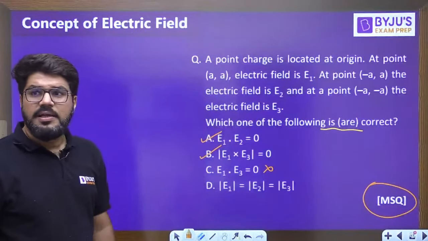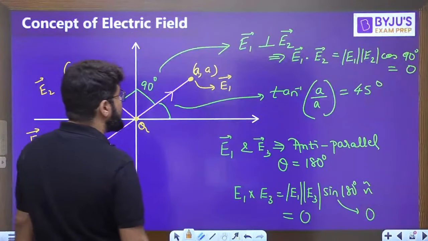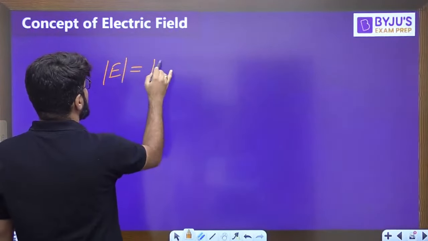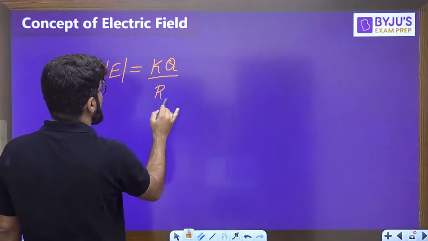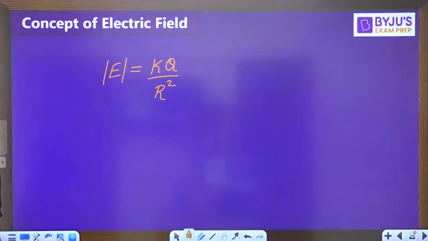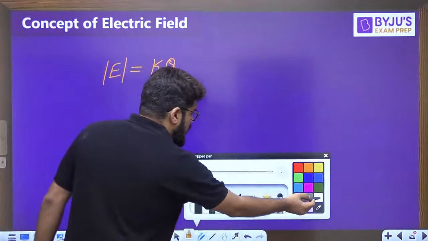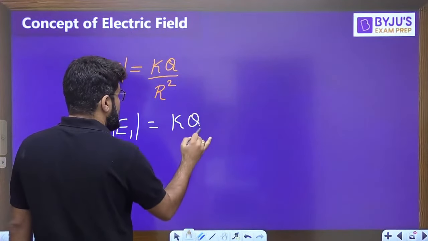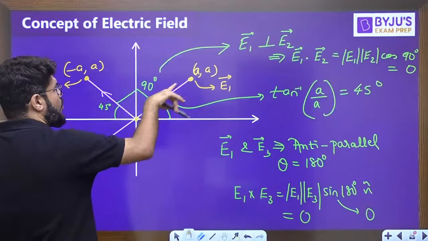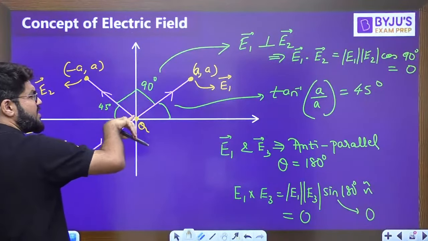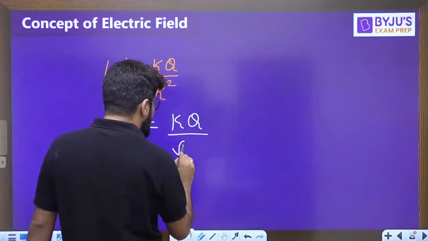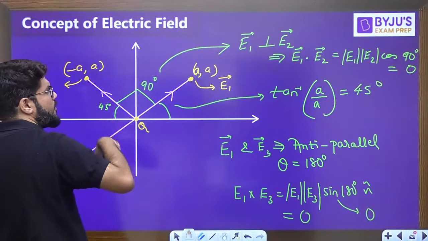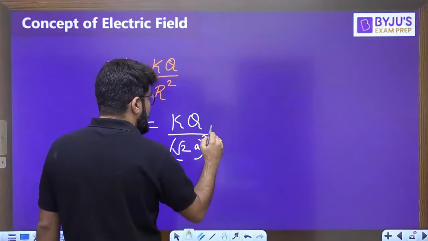What about D? Now, what is the magnitude of the electric field? The magnitude of the electric field is KQ by R square, only magnitude. So what is the magnitude of the electric field E1? KQ upon R square. What is the distance? Square root of A square plus A square, root 2A. The distance of A comma A from 0 comma 0 is root 2A, so root 2A whole square.